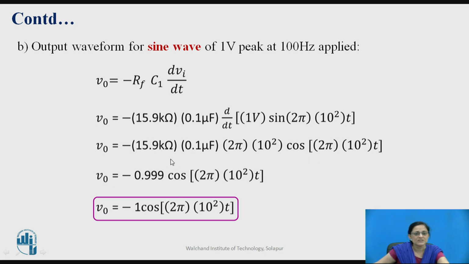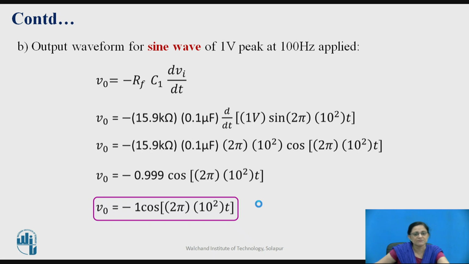t. Now by solving this, you are getting V out equal to minus 0.999 cos of 2 pi 10 raised to 2 t. So 0.99 is nearly equal to 1. So the output also has an amplitude of 1 only. So minus 1 cos of 2 pi 10 raised to 2 t. So this equation shows that it is a wave which has minus 1 as the amplitude initially, and which is shifted by this phase angle.